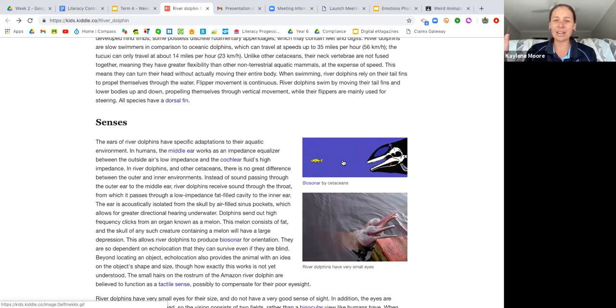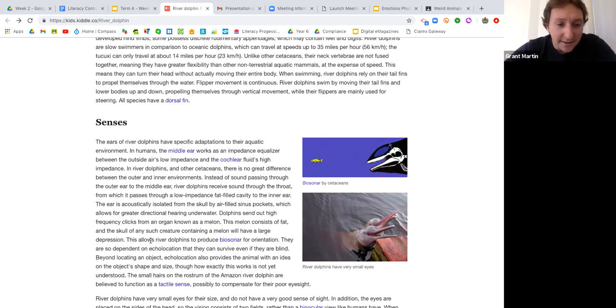So I can see that green line going towards the fish, and then I can see something bouncing back towards the dolphin. So, sorry, Mr. Moore, that links with the text here. This allows river dolphins to produce biosonar for orientation. They are so dependent on echolocation that they can survive even if they are blind.